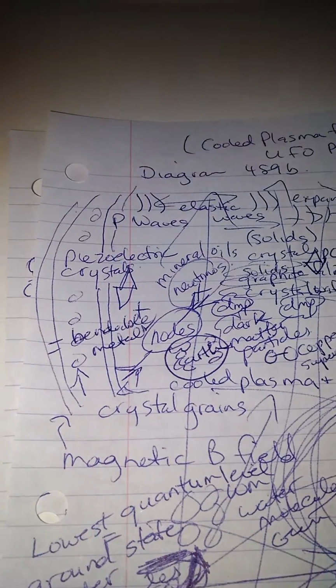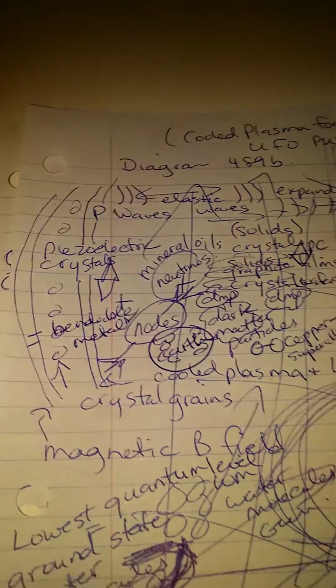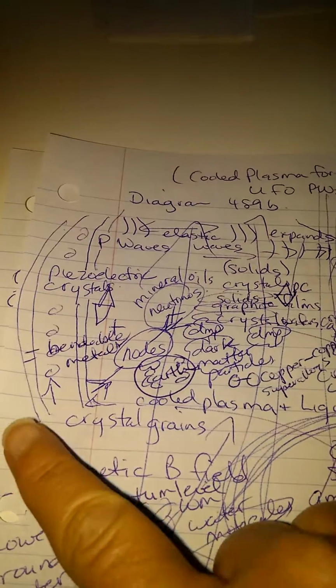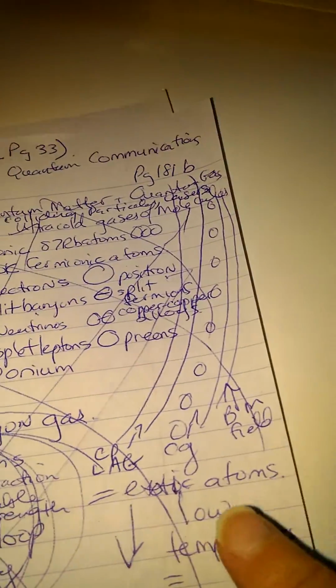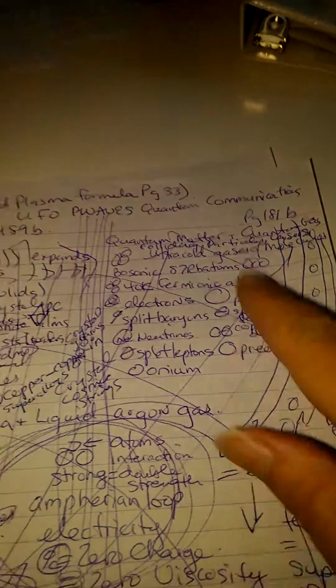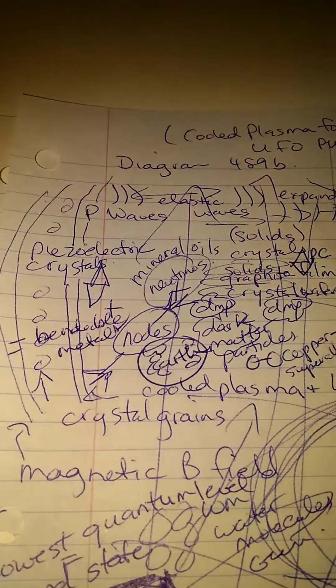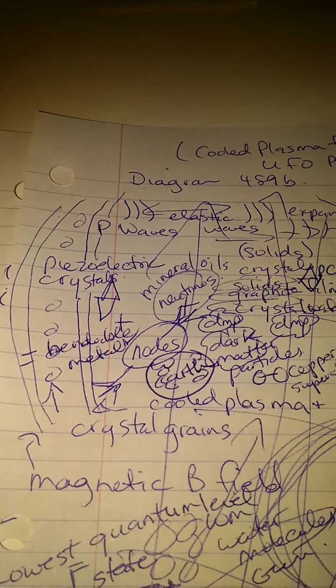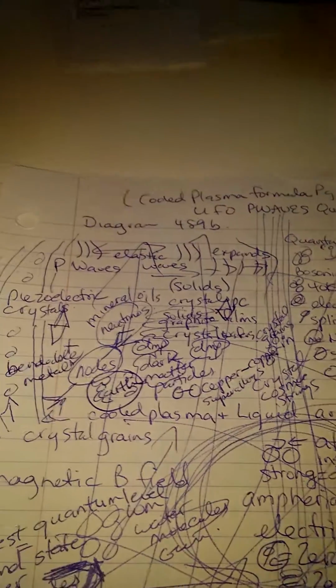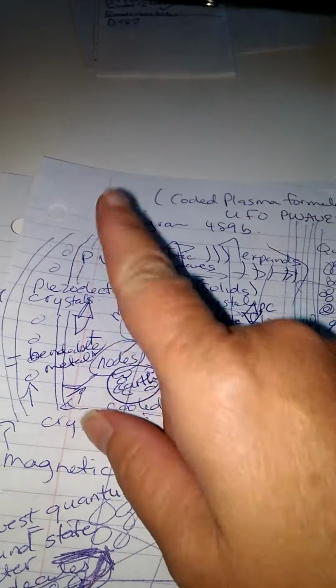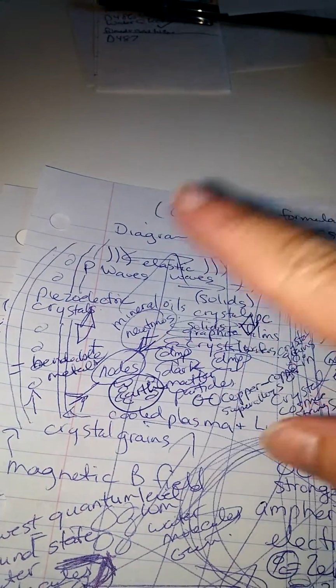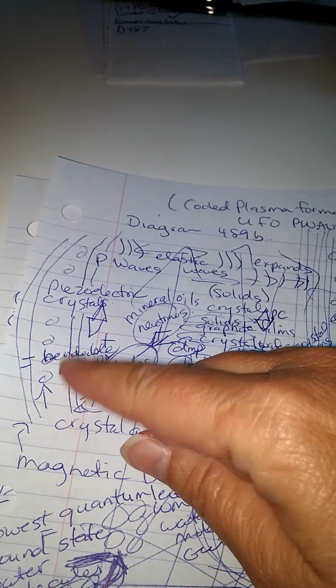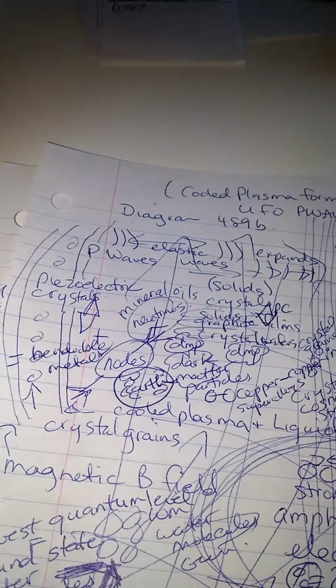Okay, so I'm just going to label it off, rattle it off to you pretty quickly. On the outside edge, you have a magnetic B field there. And over here, it's going to surround this whole thing, okay? And then in between that magnetic B field and the cooled plasma and liquid argon gas, which is this part here, it's going to be like surrounding it, there are crystal grains that are forming.